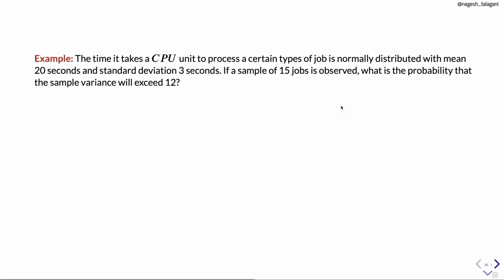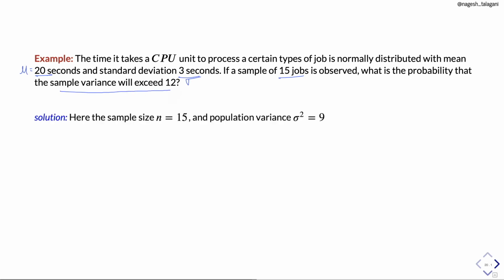Next example. The time it takes a CPU unit to process certain types of job is normally distributed with a mean of 20 seconds and standard deviation of 3 seconds. Here the population mean is 20 seconds and the population standard deviation sigma equals 3 seconds. If a sample of 15 jobs is observed, what is the probability that the sample variance will exceed 12? Here the sample size n equals 15 and the population variance sigma square equals 9, because the population standard deviation sigma is 3.